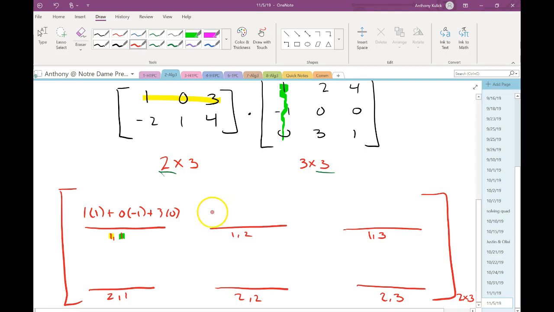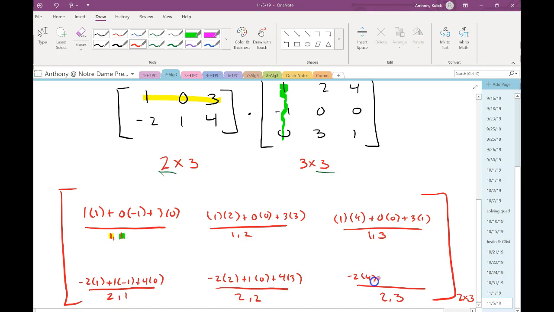And then I'll do the first row times the second column. So 1 times 2 plus 0 times 0 plus 3 times 3. And then the first row times the third column, so 1 times 4, 0 times 0, and then 3 times 1. Then I'll move on and do the second row times the first column, so negative 2 times 1, 1 times negative 1, 4 times 0, and then negative 2 times 2, plus 1 times 0, plus 4 times 3, and then negative 2 times 4, 1 times 0, plus 4 times 1.